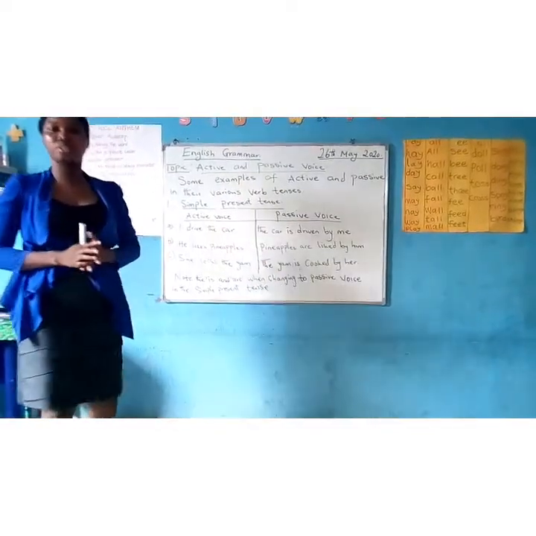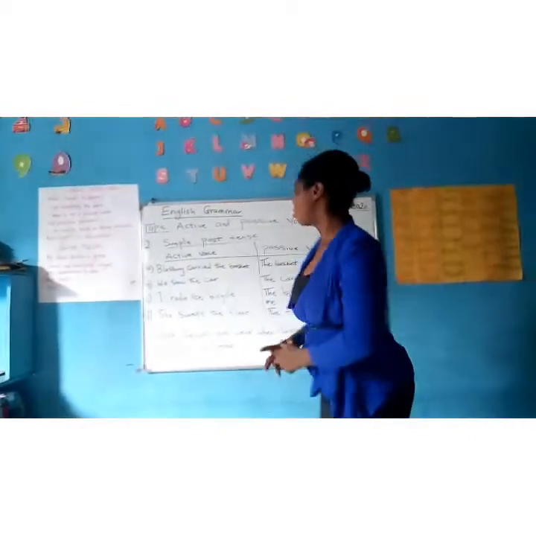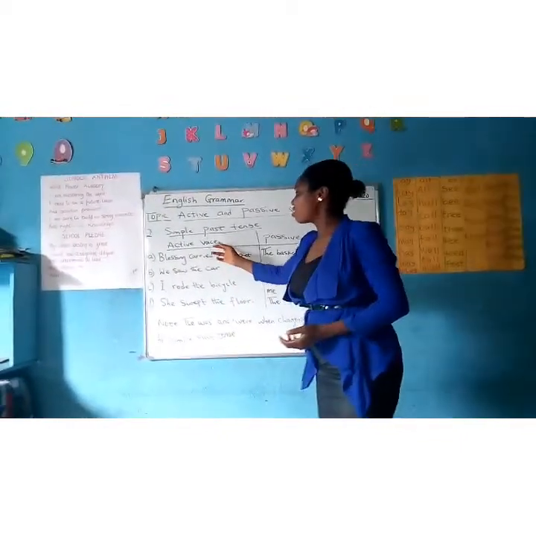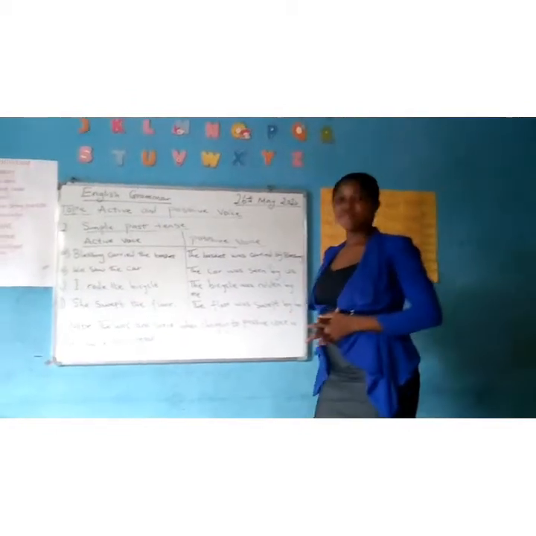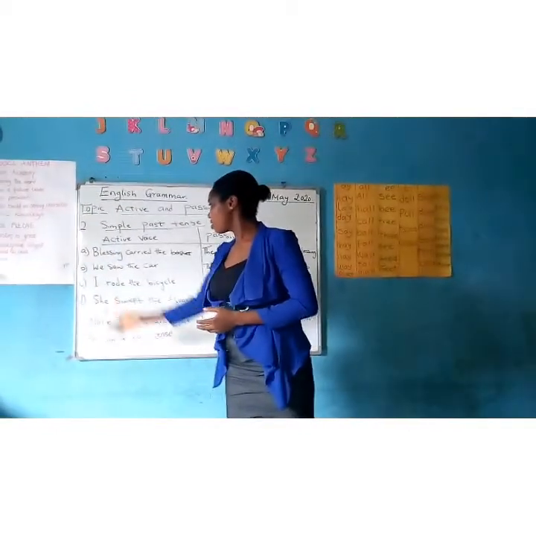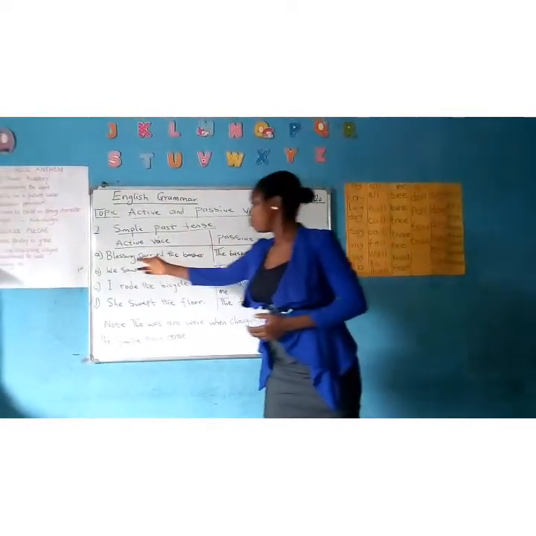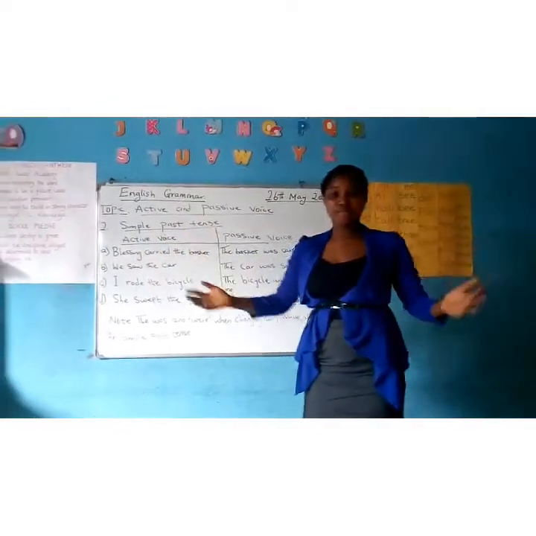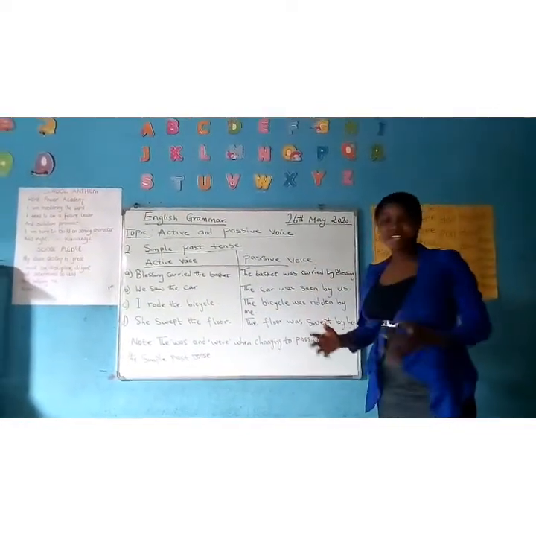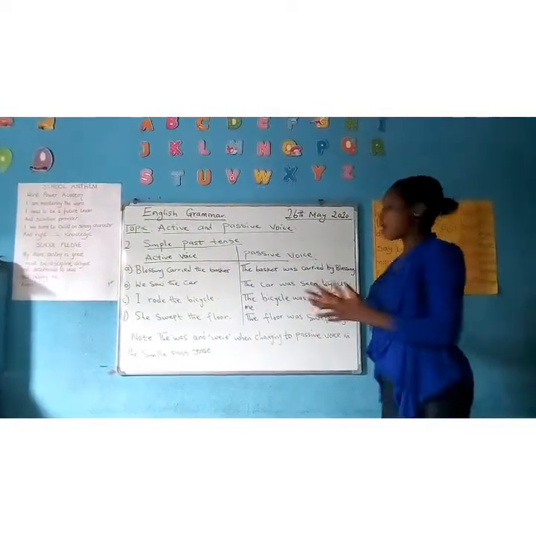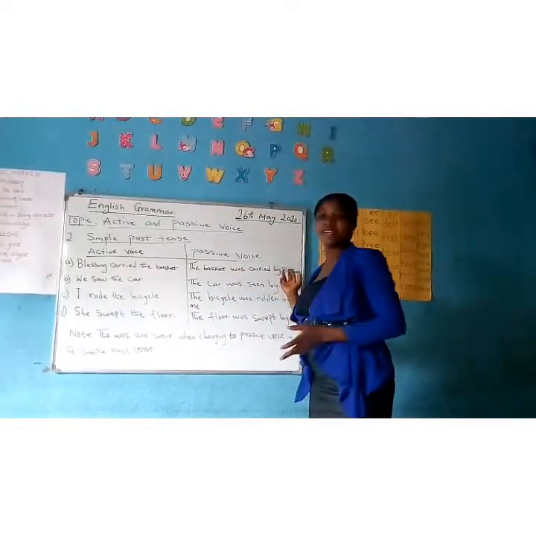Okay, let's go further. Okay, number 2, I have simple past tense. I have active voice and passive voice. Under the active voice, A. Blessing carried the basket. Under the passive voice, the basket was carried by Blessing.